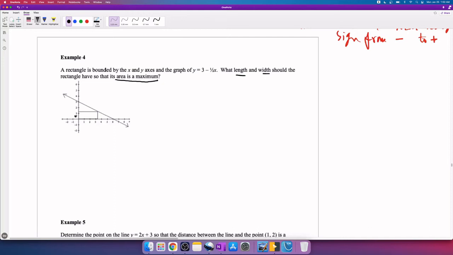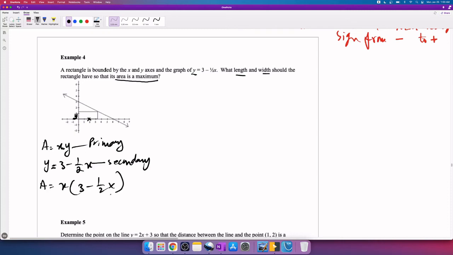So I'm going to say this is y and this is x. For the rectangle, the area is x times y, length times width. And we have another graph equation, which is y equals 3 minus half x. Since the area is my primary equation and we cannot touch it, we have to replace one of the variables with the secondary equation. That's my secondary equation, and y is already by itself, so all I have to do is plug it in here. So A equals x times (3 minus half x).